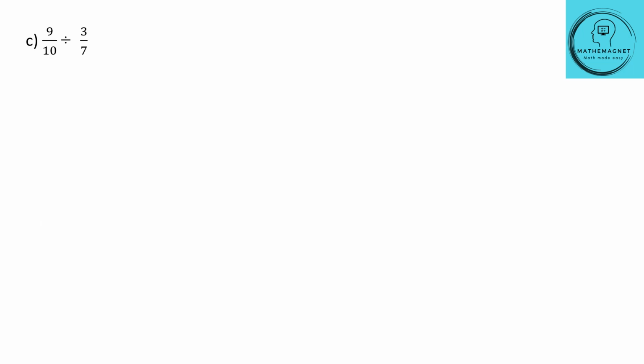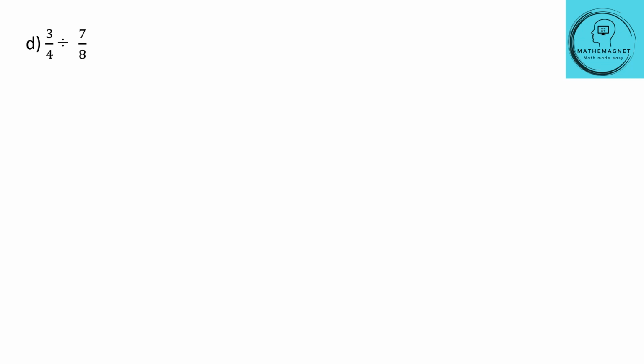Question C. 9 by 10 divided by 3 by 7. 9 by 10 into 7 by 3. Now 3 and 9 will cancel out each other 3 times. We cannot cancel any further. So you will have to write it as 3 into 7 by 10 into 1, which is 21 by 10. Cannot simplify further, but we will have to make it into the simplest form, that is the mixed fraction, which is 2 1 by 10.